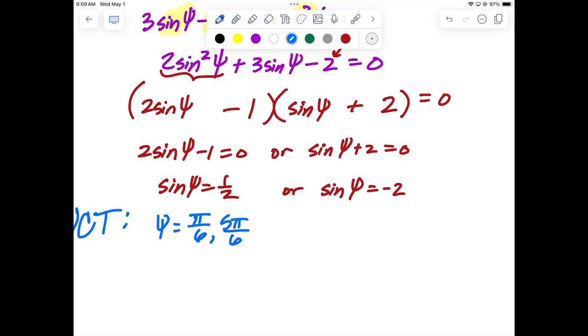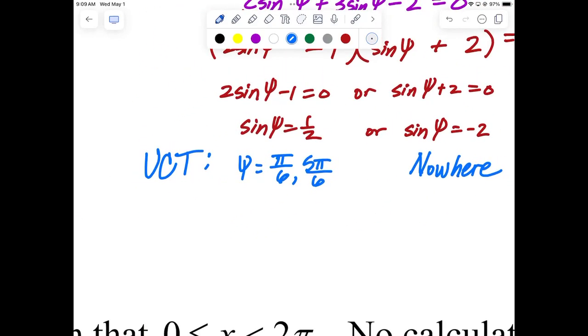Where does sine equal negative 2? Nowhere. Everyone agree with Brady again? Sine only lives between negative 1 and 1, right? Negative 2 is not a legal sine ratio. So that little branch or that little factor did not bear any fruit. Okay? So that's okay. All right, now we can adjust these right here.